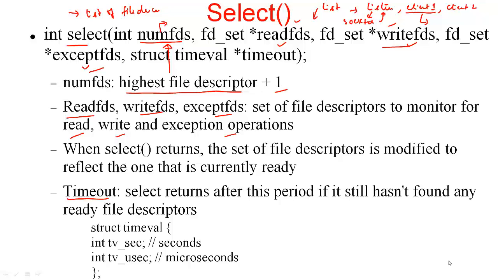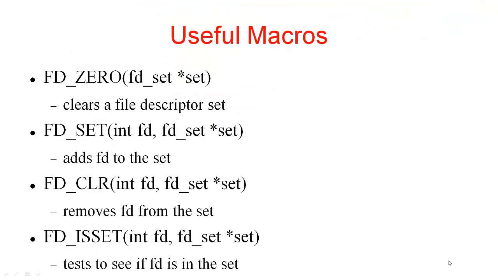Again, I think a simple example will help understand the select concept. Before I get to that, here are some useful macros. If you want to clear a file descriptor set, you can use this command. If you want to add a socket file descriptor to a set, you can use this particular command where you are saying to this set, add this particular socket descriptor. If you want to remove a file descriptor from the set, you can use this command, and if you want to see if a file descriptor is in a set, you can use this particular command.